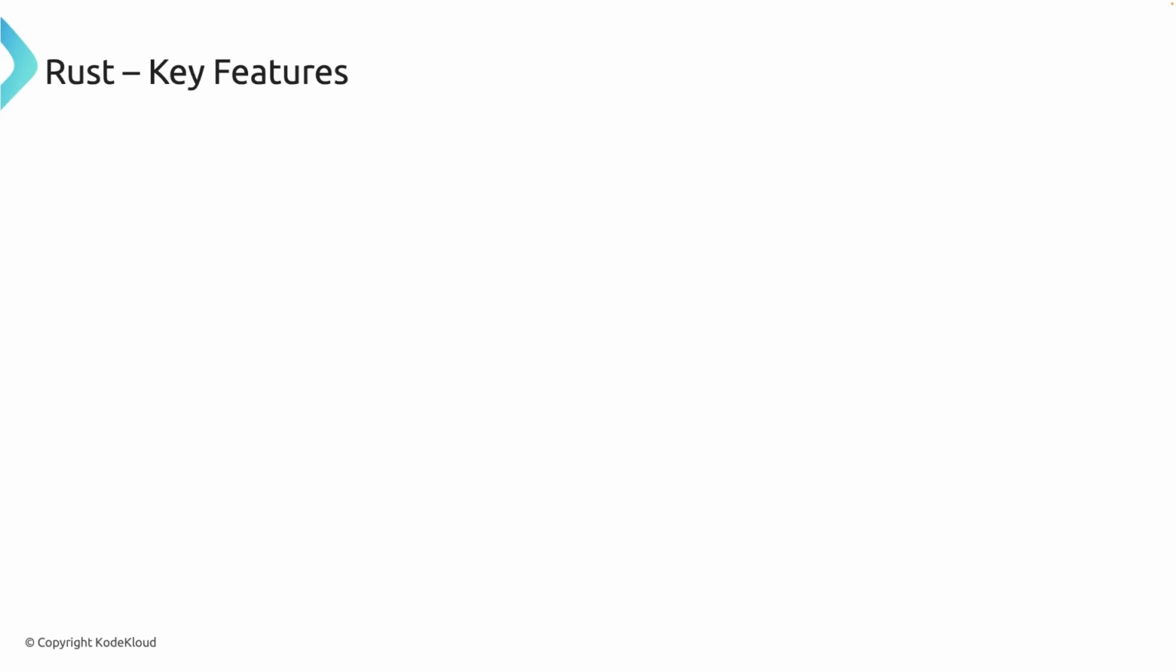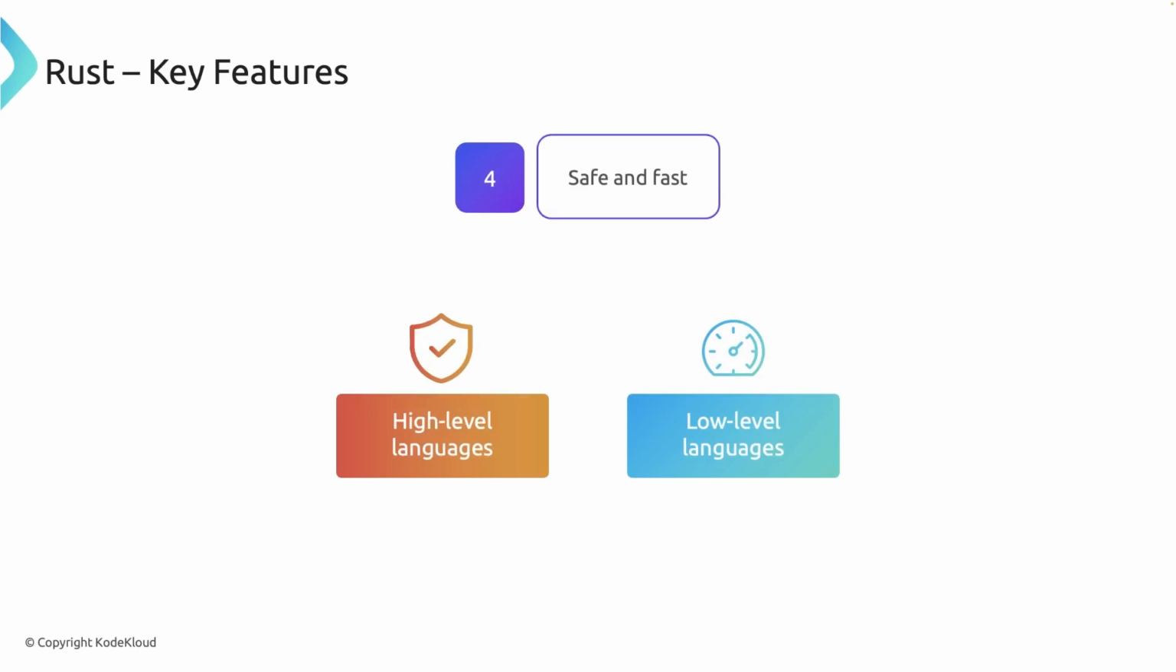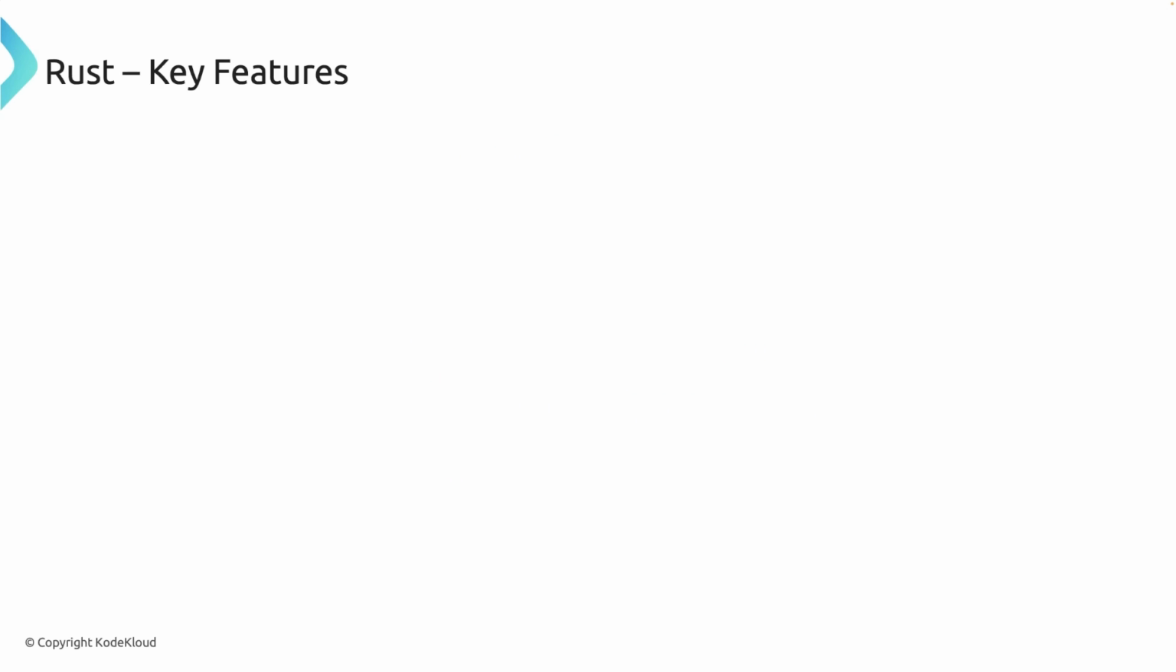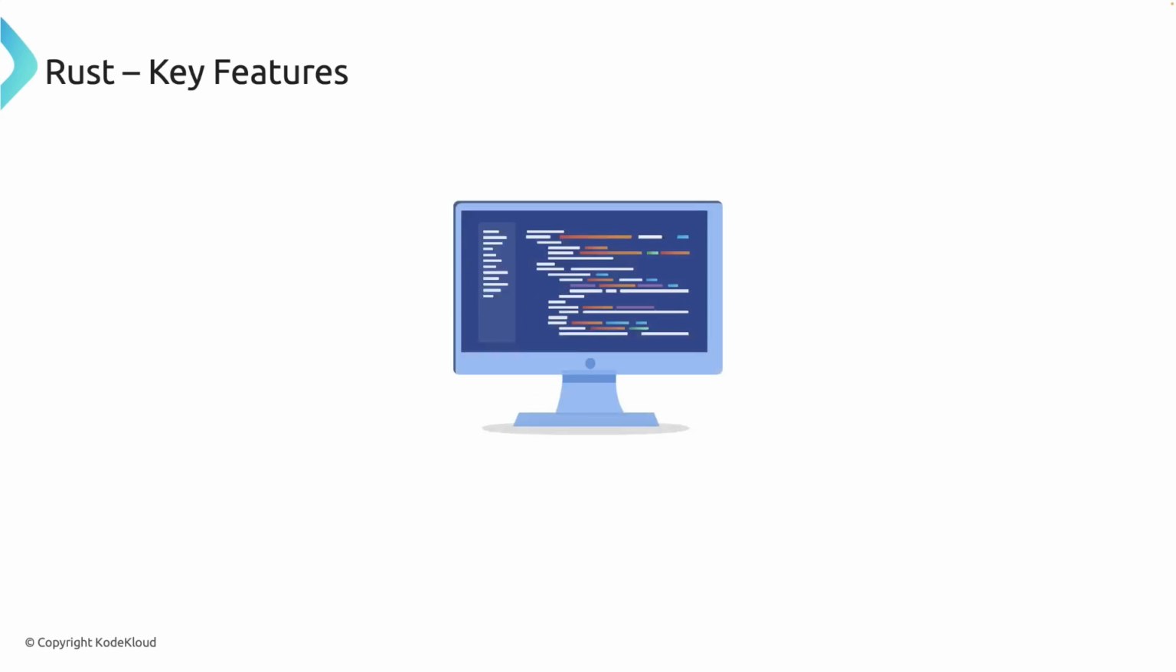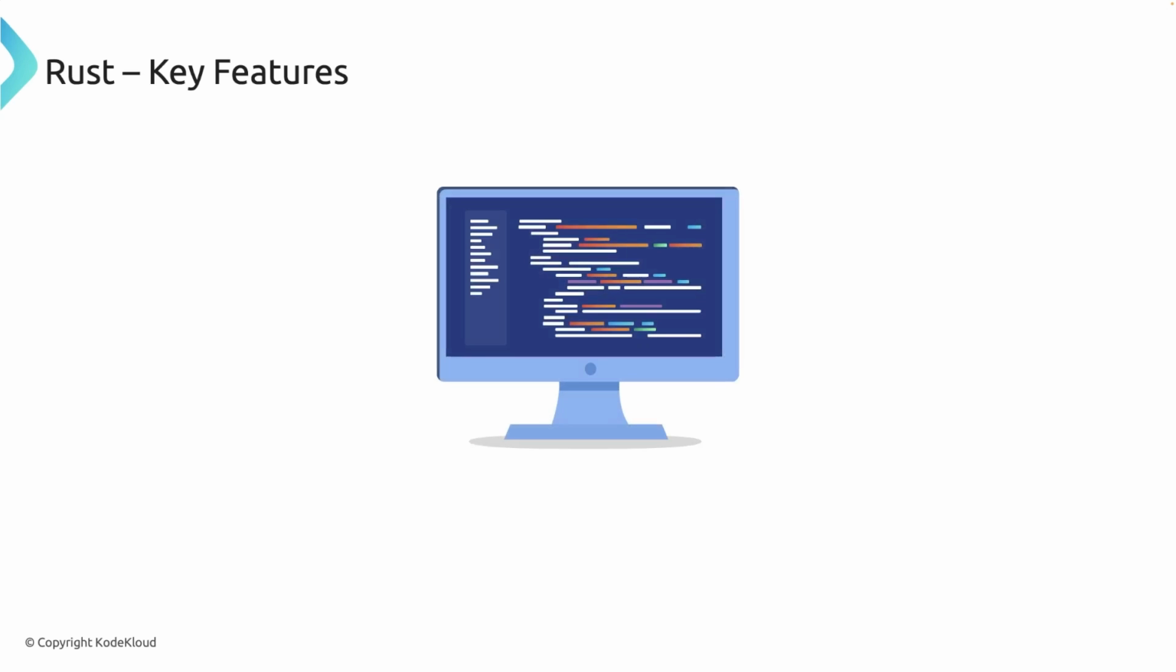Rust's philosophy can be summarized as safe and fast. It provides you the safety of high-level languages with the performance of low-level languages. This means you can write code that is both efficient and free from many common bugs that plague other systems programming languages. So, what is Cargo?